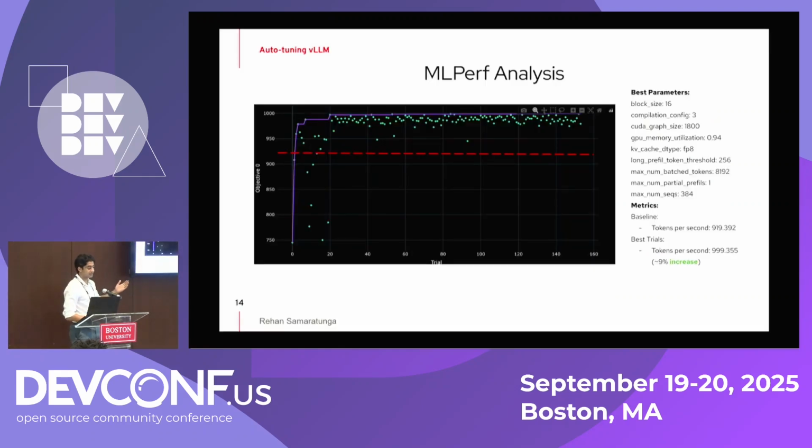Here's my MLPerf analysis, the dashed line. I'm just going to go briefly through it, but the dashed line was the baseline. As you can see, all those values above the baseline were successful trials, and the best parameters are on the right, and we got roughly a 9% increase in performance, which was the tokens per second.